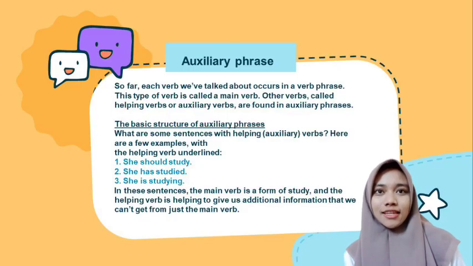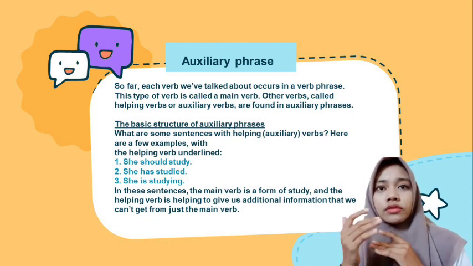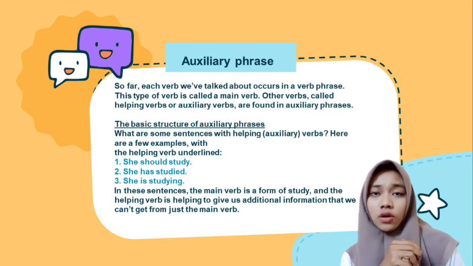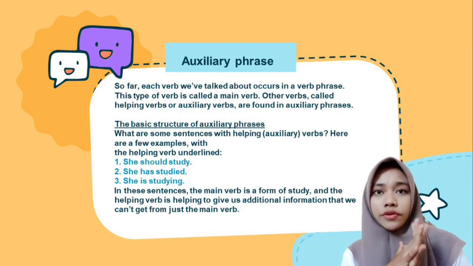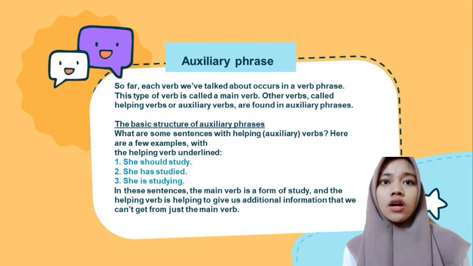Okay, the next is the auxiliary phrase. So far, each verb we've talked about occurs in the verb phrase. This type of verb is called a main verb. Other verbs, called helping verbs or auxiliary verbs, are found in auxiliary phrases. The basic structure of the auxiliary phrase.